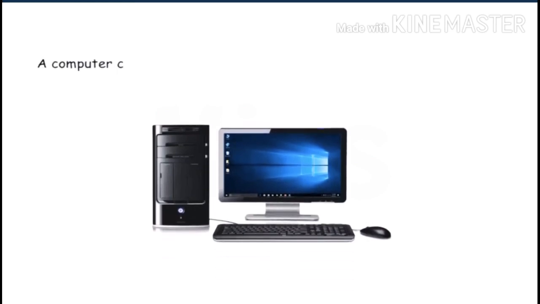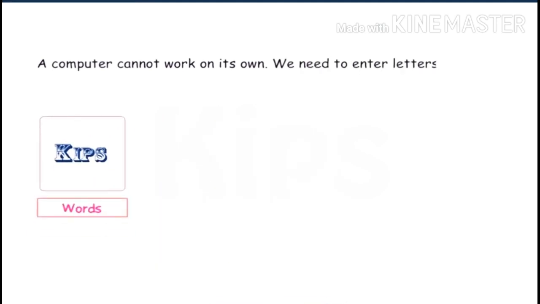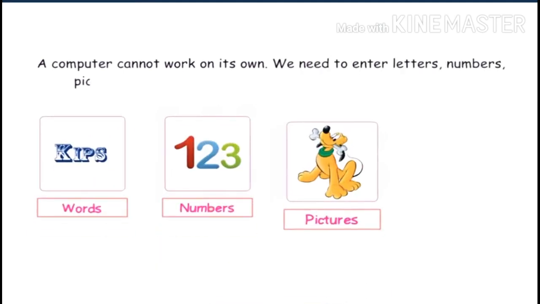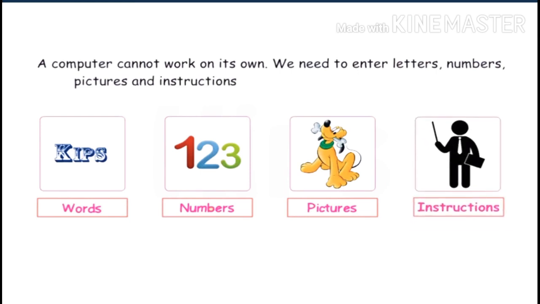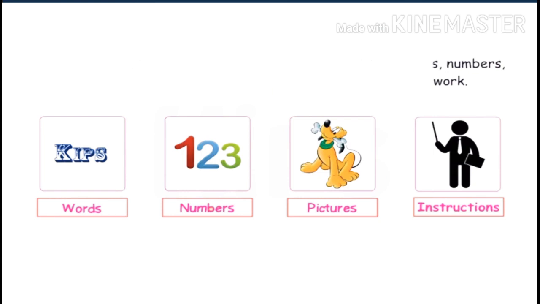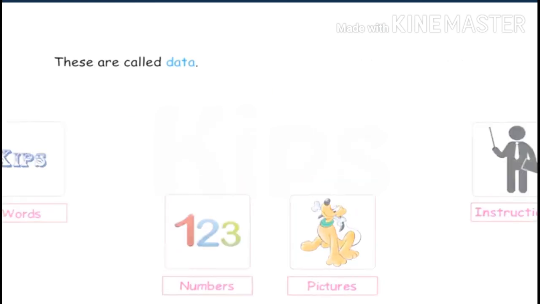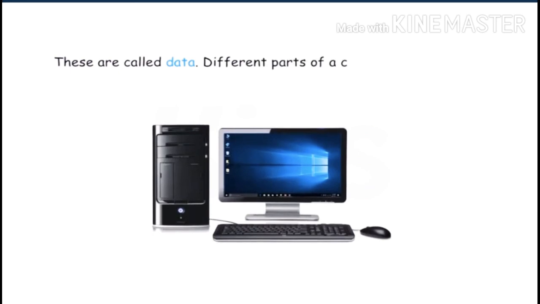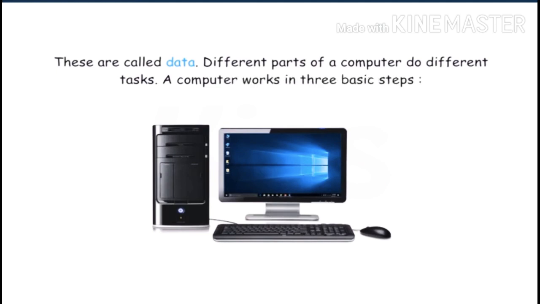A computer cannot work on its own. We need to enter letters, numbers, pictures, and instructions into the computer to make it work. These are called data. Different parts of a computer do different tasks. A computer works in three basic steps. First, input. Second, process. Third, output.